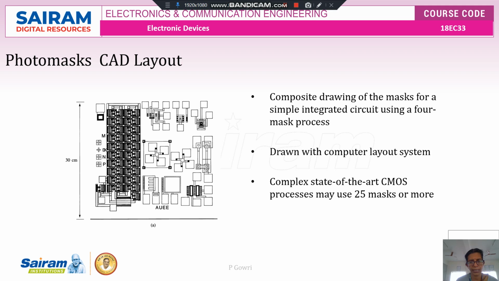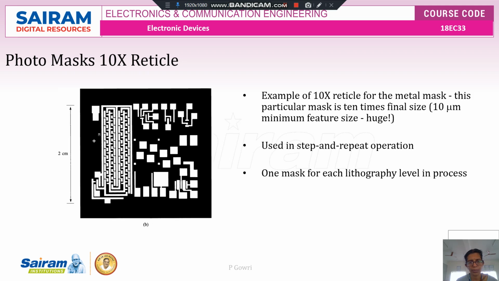What is photomask CAD layout? Mask generation and pattern transfer is a tedious and complex process which can be made easy by means of CAD tools. The CAD tools are used to draw the composite layouts and also to transfer those patterns to the substrate. This is drawn with a computer layout system, and a state of the art process for fabrication of CMOS can have about 25 masks or more.